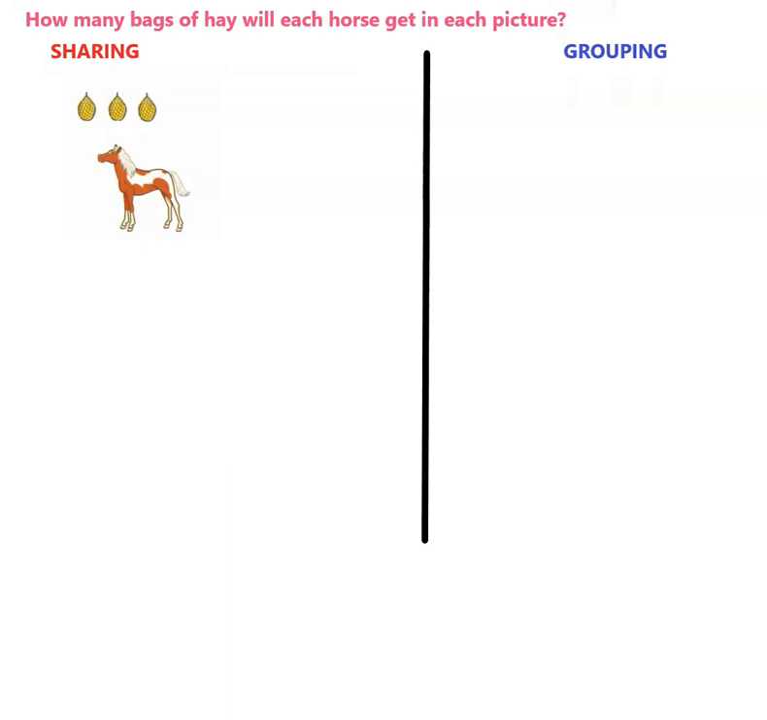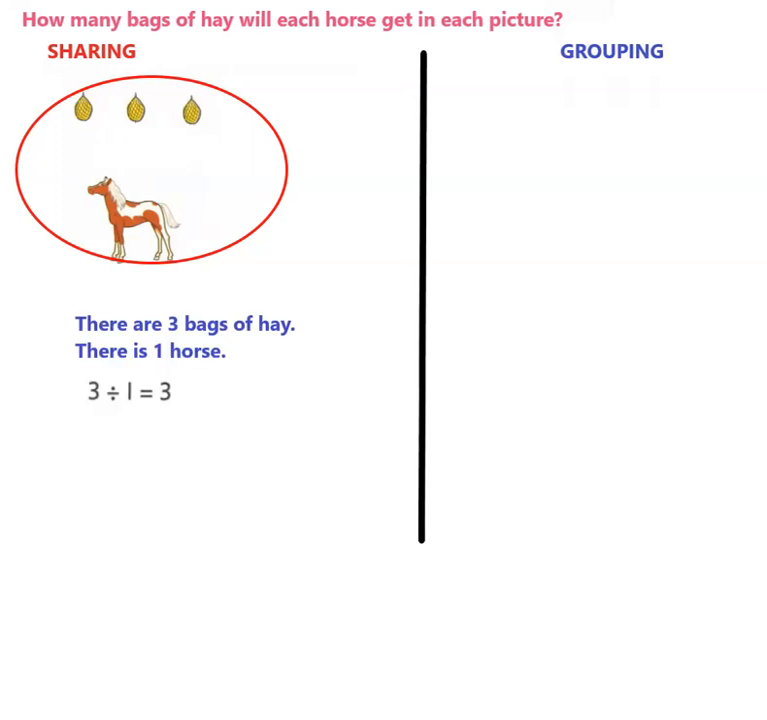Again, we can look at this question as sharing and grouping. Pause the video here and think, how would you represent 3 divided by 1 in a sharing method? And how would you represent it as grouping? What did you find? 3 objects divided between one group. 3 divided by 1 equals 3. Notice how the number we are dividing, 3, is the same as the number we end up with.